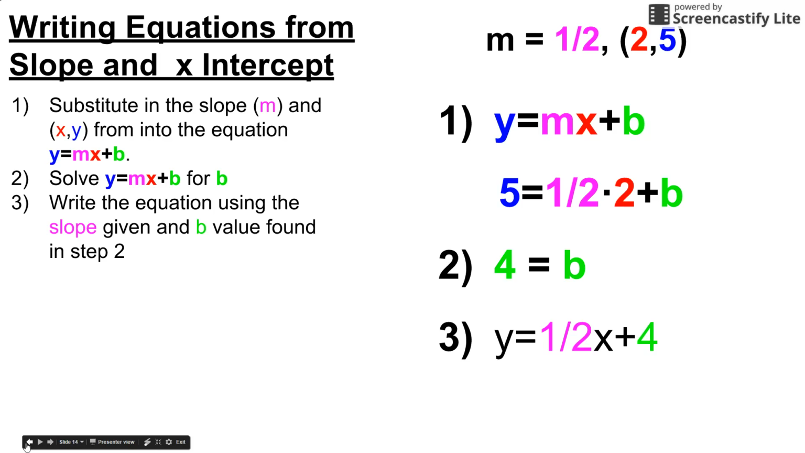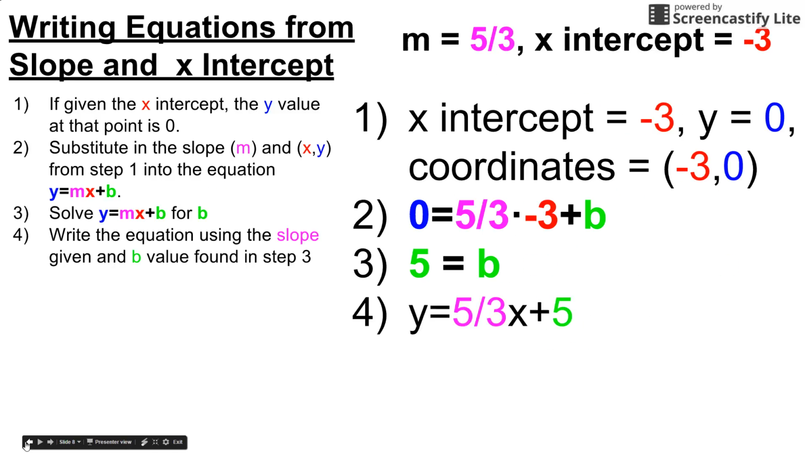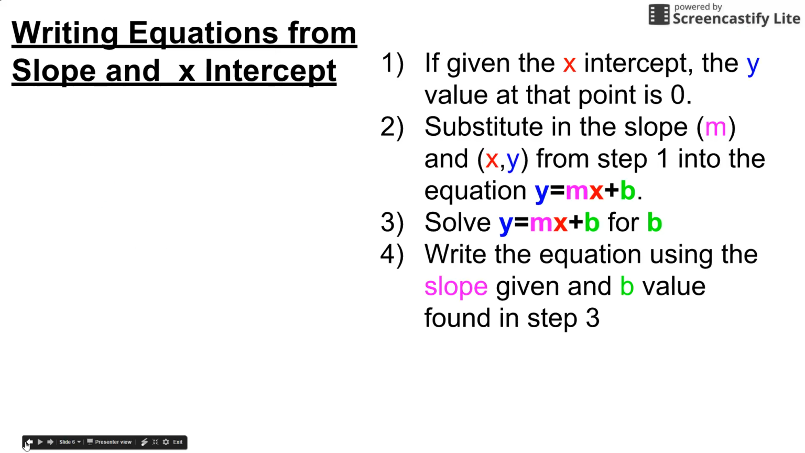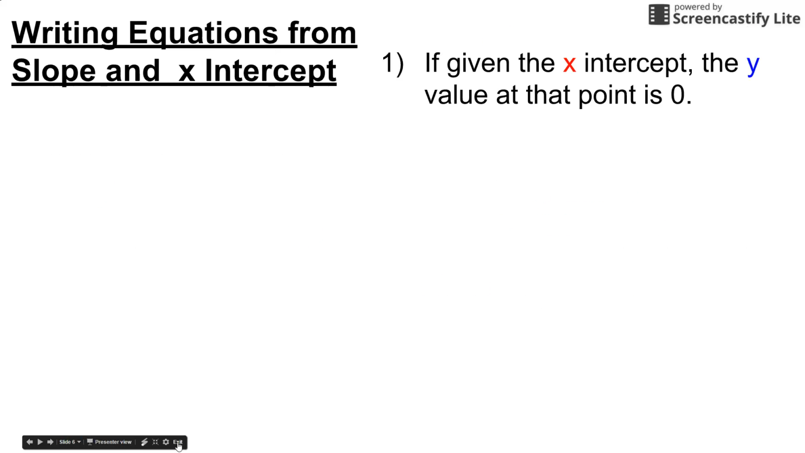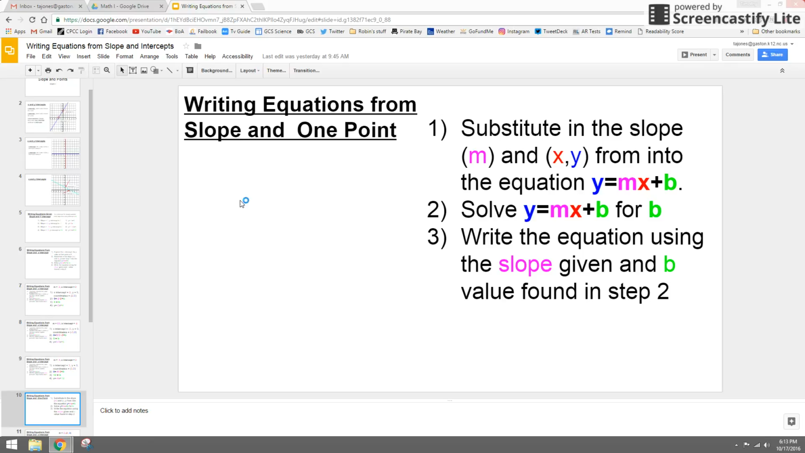Okay, just a last note. If you can't keep track of which one of these we should be using, if you're given an x-intercept, if you're given 1 point, what do we do? You just need to remember the last one: writing equations from slope and 1 point. Because your x-intercept and your y-intercept are 1 point. So if you remember these steps from the last examples, that works for all 3 of them.